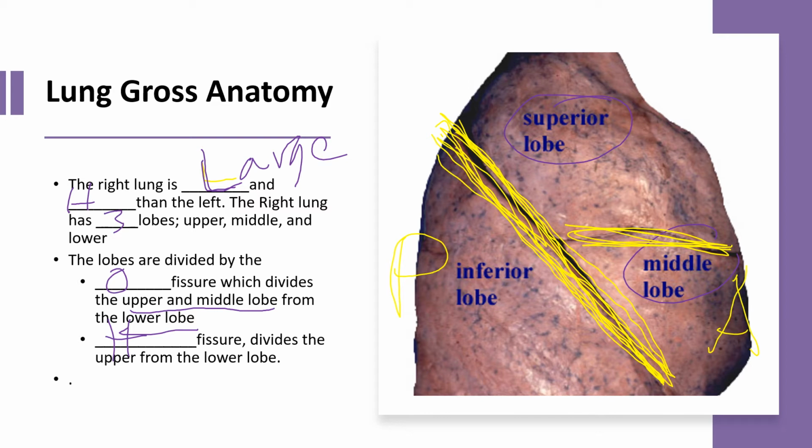So if I ask you about the oblique fissure in the right lung, it separates the right upper and right middle from the lower lobe. If I ask you about the oblique fissure in the left lung, you would say it separates the upper from the lower, left upper from the left lower. If I ask you about the horizontal fissure in the right lung, it separates the right upper lobe from the right middle lobe. Okay, so make sure you write those down. Make sure you put that on a 3x5 card, Quizlet, however you do it. Make sure you got that down.